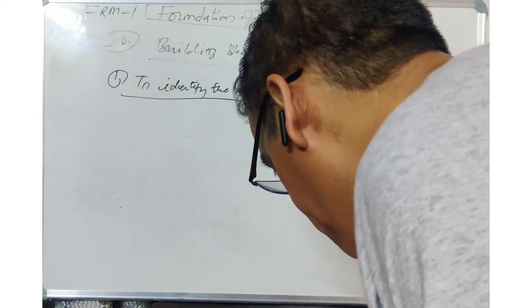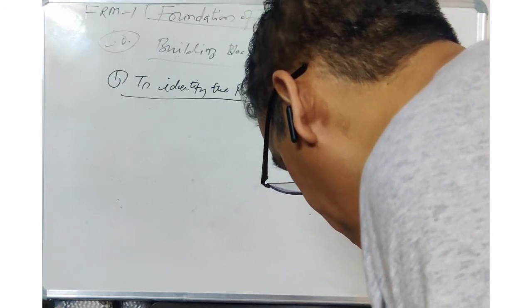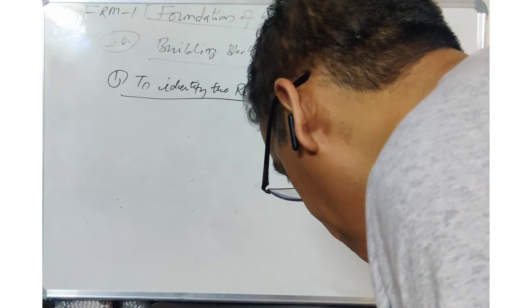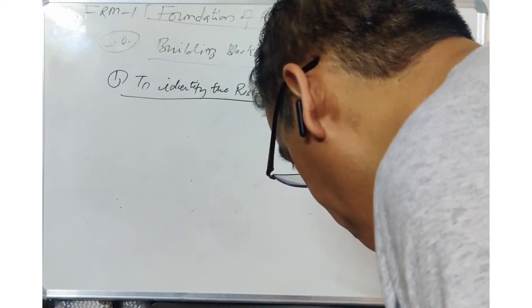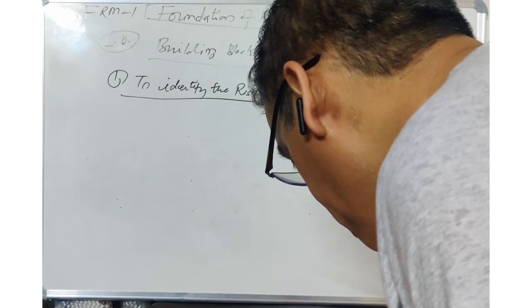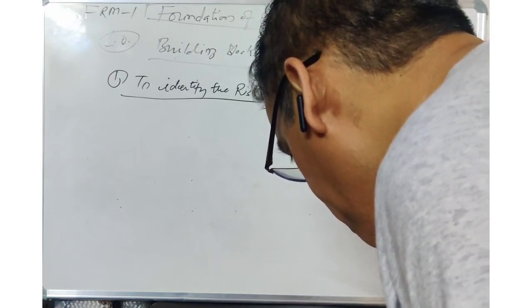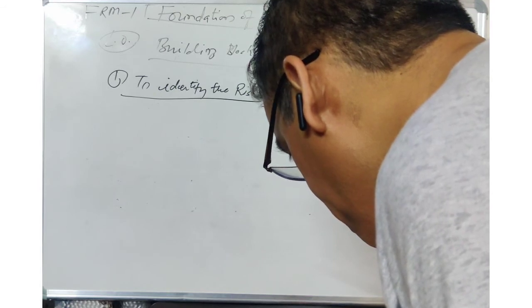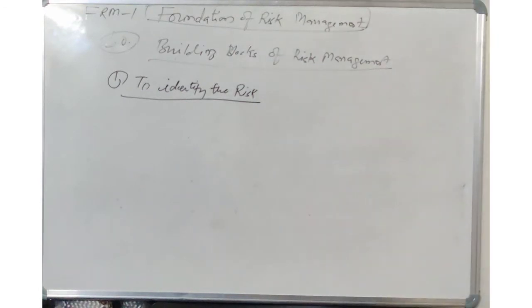And for identifying the risk, there are other techniques that can be used. Like we can have scenario analysis, we can have stress testing of our activities. So these are the ways we can identify the risk in our activities.